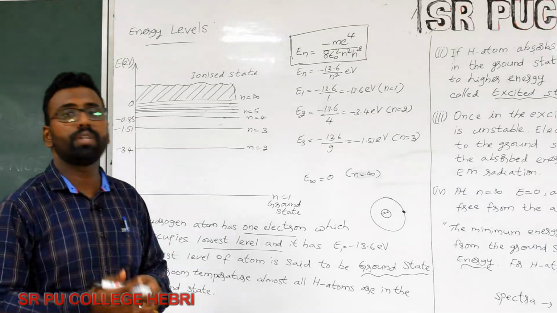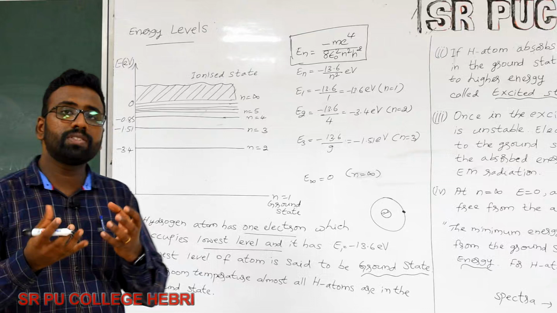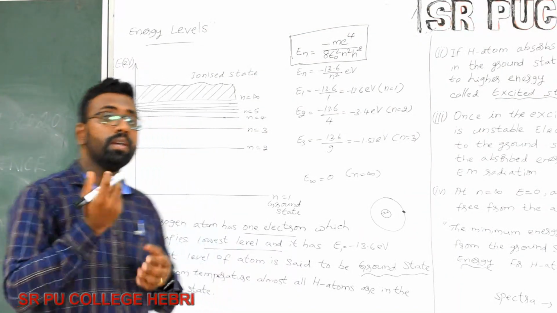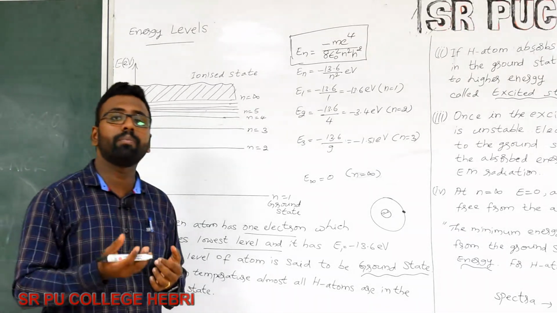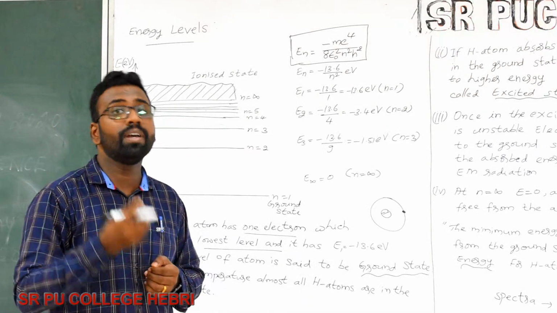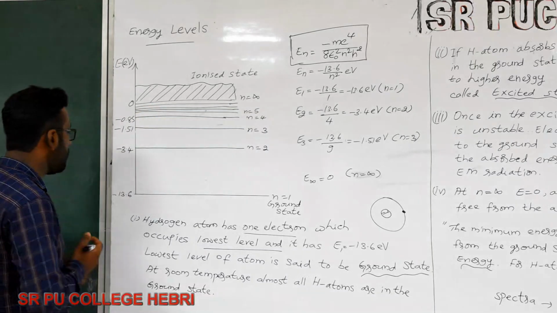Well students, today we will see energy levels. When we consider an atom, we know that there are different energy levels. We will restrict our explanation to a hydrogen atom, because Bohr's theory is mainly applicable to hydrogen and hydrogen-like atoms. So we will take the help of an energy diagram.